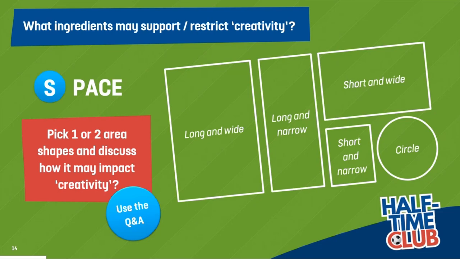So Lee shared that a circle will encourage the player to look and use all directions. Also, a short and narrow pitch will make it harder to pass, definitely. Shane shared that long and narrow makes movement more important. Carl said long and wide gives people more time to work on a particularly creative idea. So I think if it's long and wide, it probably looks more like the game anyway, because that's the shape of the pitch.